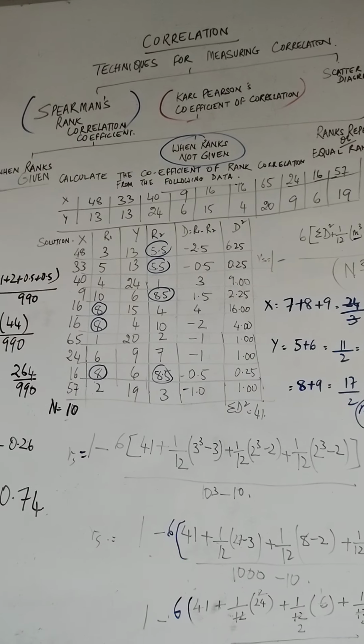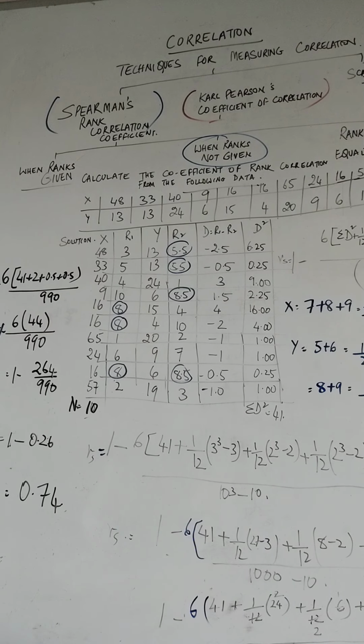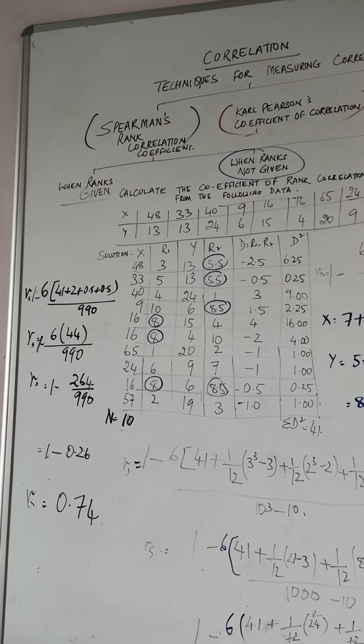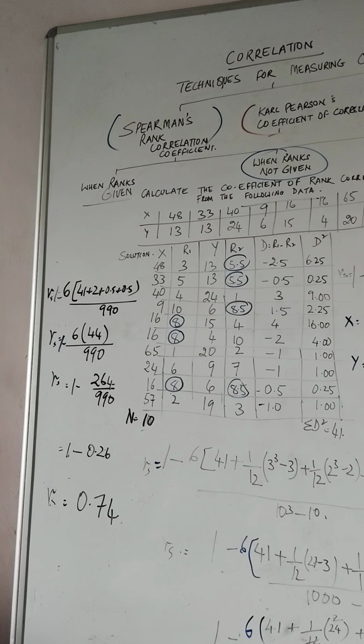So with that, we come to the end of correlation, as we've seen, rank correlation. And in the next one, I think I'm going to do index number.